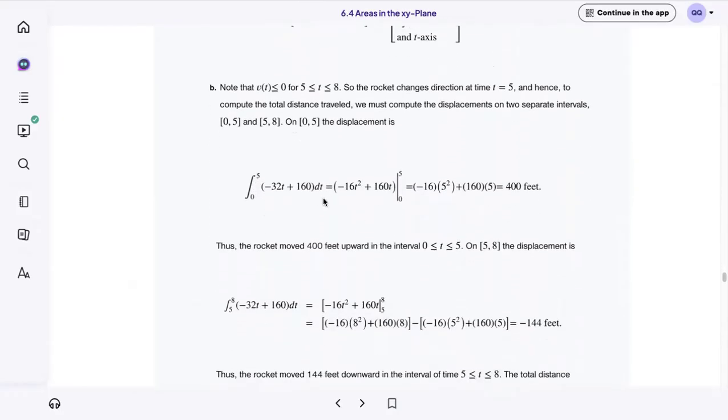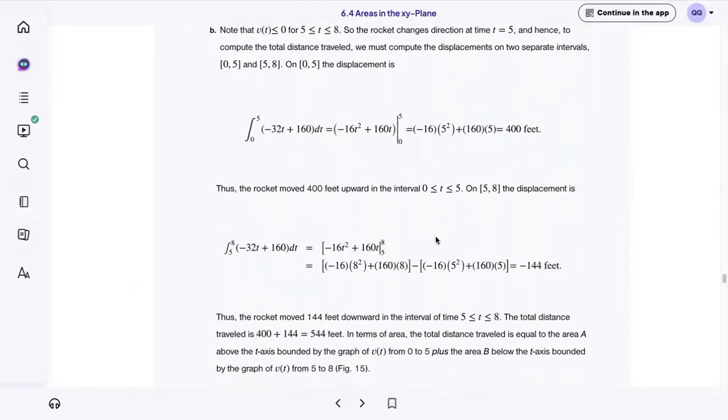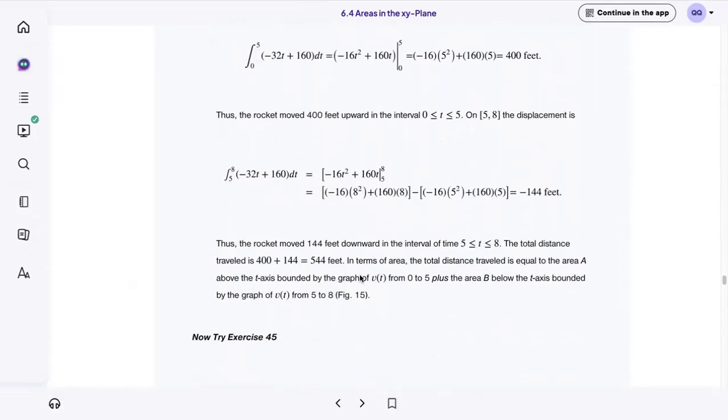So for B, we split from 0 to 5, then 5 to 8. From 0 to 5, we have 400 feet. From 5 to 8, we get negative 144. So we need to negate this. Right, so in total, we get positive 544.